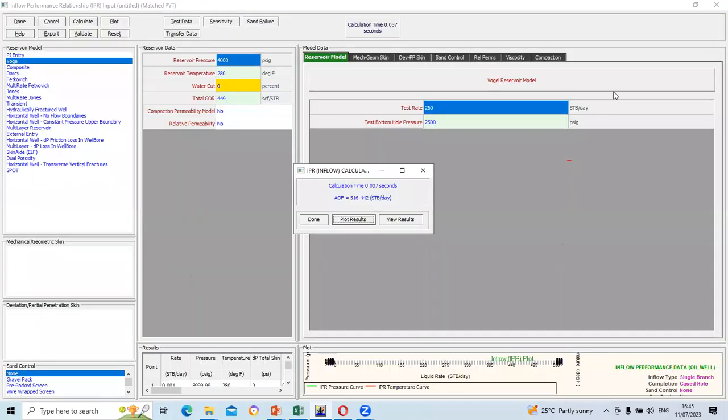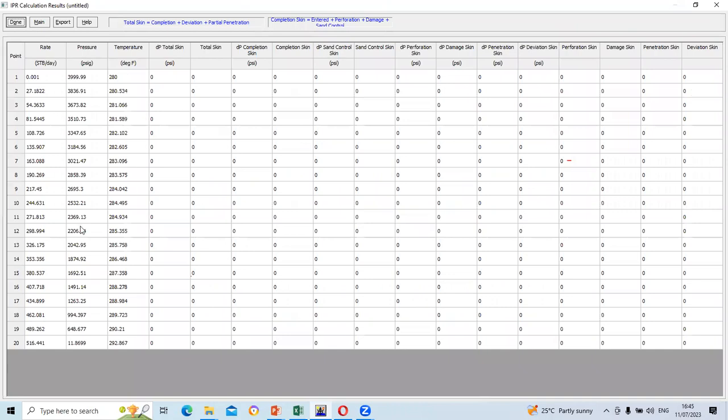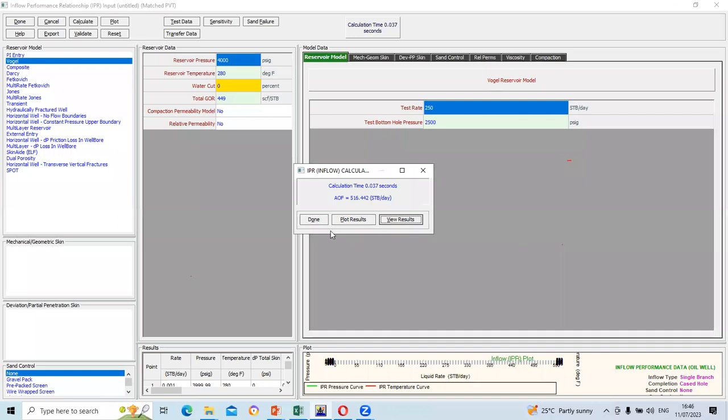Then I want to look at the results also. View results. So these are the results. This is how the rate is changing with pressure and temperature. There is no temperature change, no temperature drop due to skin effect. We have not come to this. When we go to the skin effect due to deviation and perforations and all of that, we'll see how all of these skin values could be calculated. But for now, we do not have anything about that.